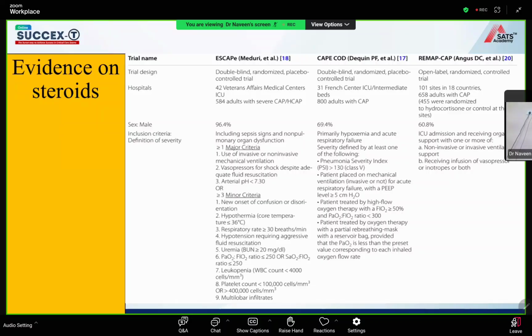I've already discussed what criteria each study used. ESCAPE used mostly the ATS/IDSA 2007 criteria, whereas CAPE COD has its own criteria, where they used the pneumonia severity index, PEEP requirement, PF ratio, FiO2, and non-rebreather mask oxygen flow rates as criteria to define severe CAP.